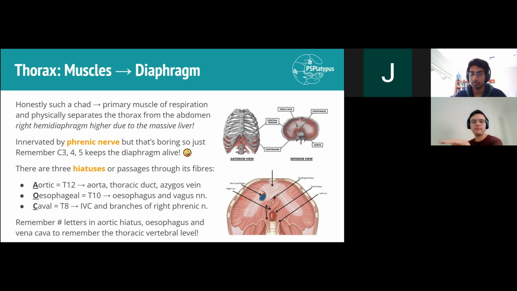And then the other way to remember just what's going through or what the names are is through the number of letters in specific words. So if you want to remember, for example, aortic hiatus has 12 letters in it, that means it's going to be at the T12 level. Esophagus has 10 letters in it, depending on how you spell it. Don't use the spelling with E. Always remember it's the spelling with the O, E. That's going to be 10 letters, and that's going to be at T10. And then vena cava is going to be 8, so that's going to be at the level of T8.